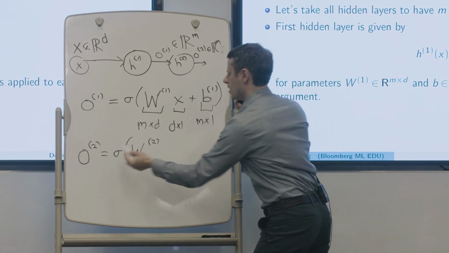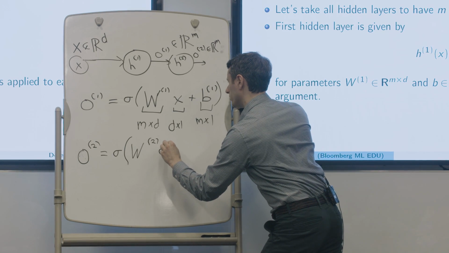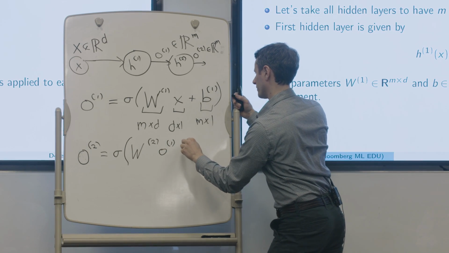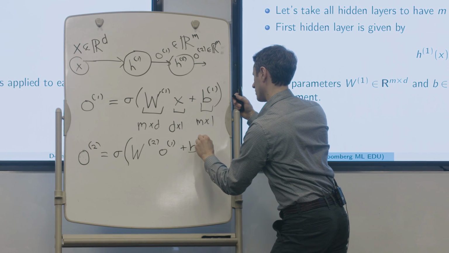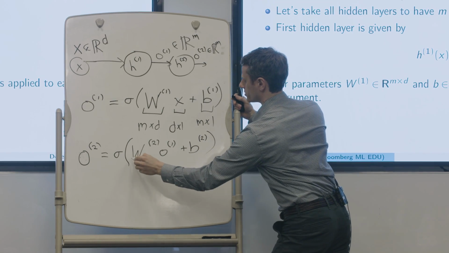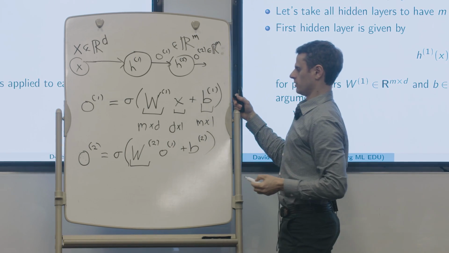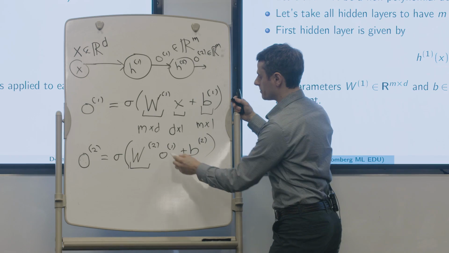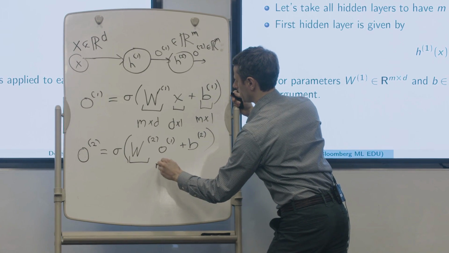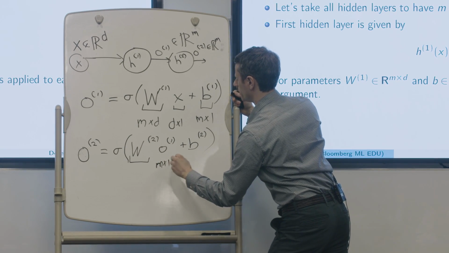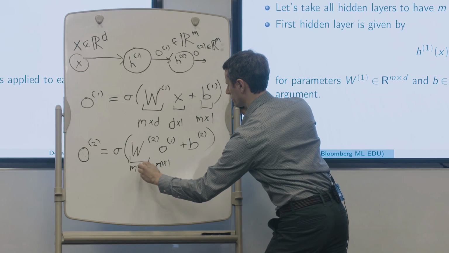Yeah, W2. O2 applies to O1, so the output of the previous layer. Great. So what are the dimensions of this W? M by m, because its input is of size m, because it's the output of the previous layer. And so this is a square matrix. Good.